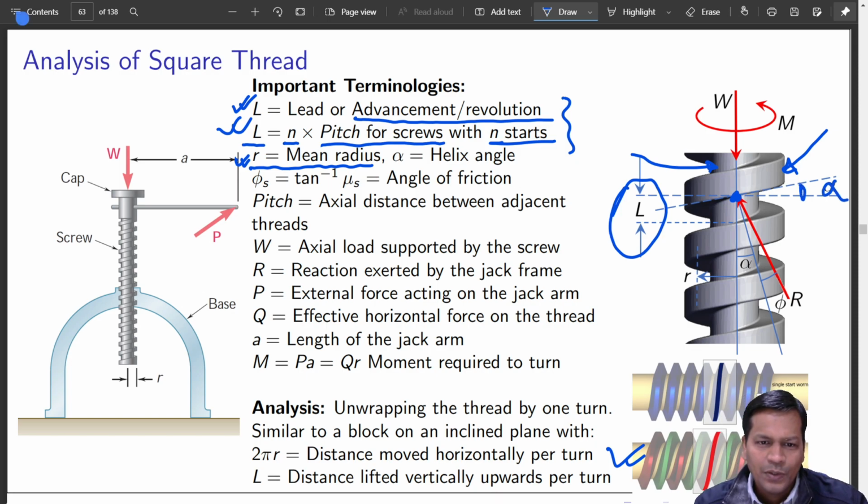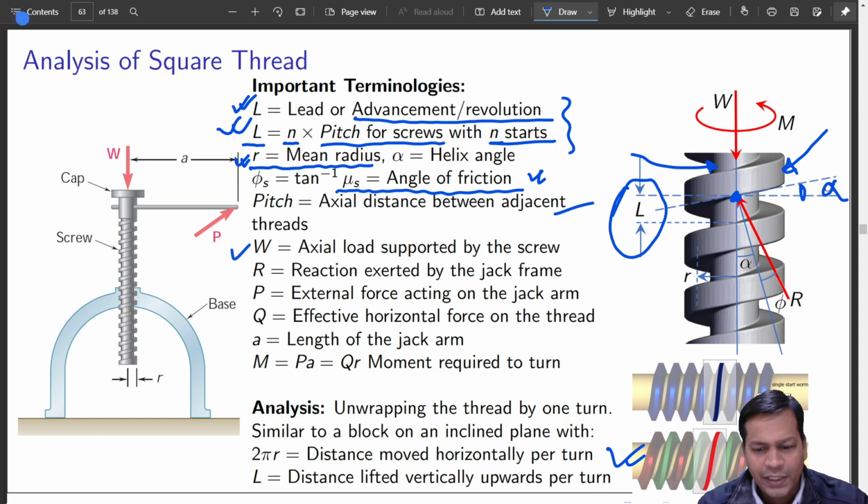Clear? Okay. What is mu s? It is the angle of friction. Mu s is the angle of friction. We will be using it because we assume this is not frictionless. It has some friction, and it has to have some friction because we don't want it to unwind of its own accord. Pitch is the axial distance between two adjacent threads.